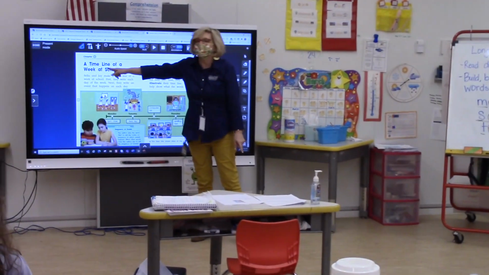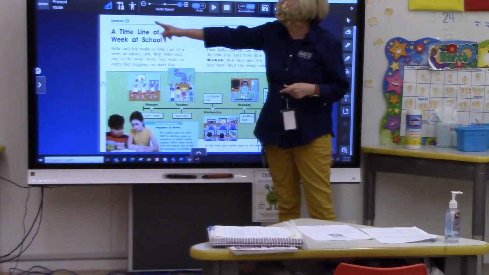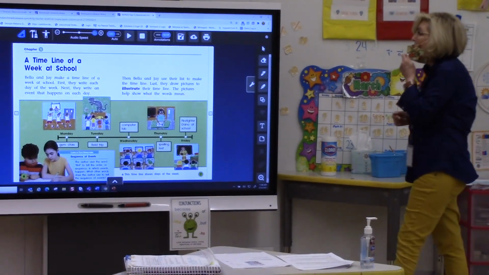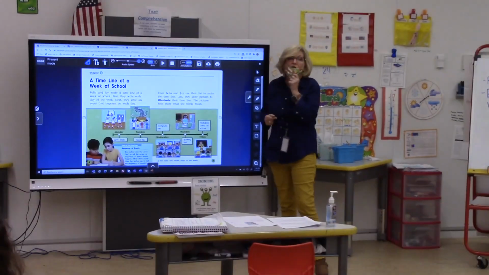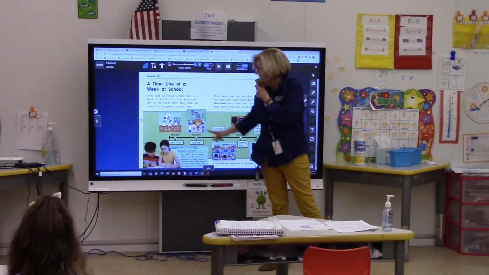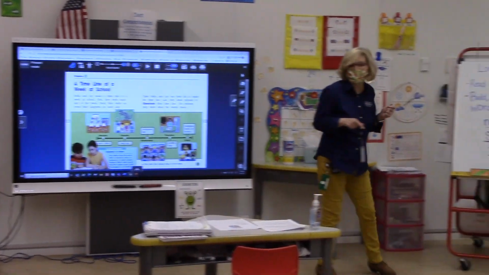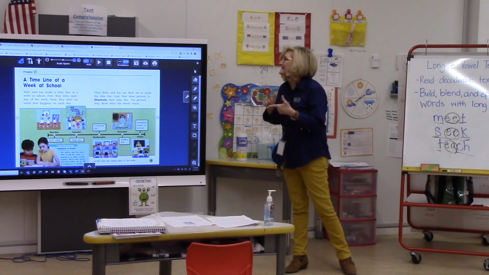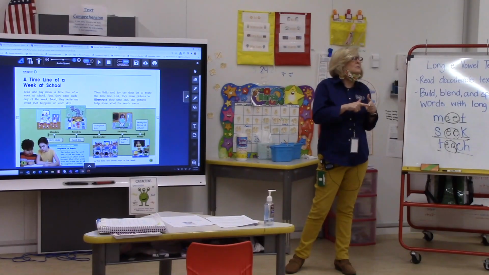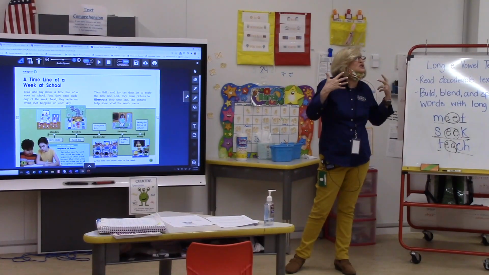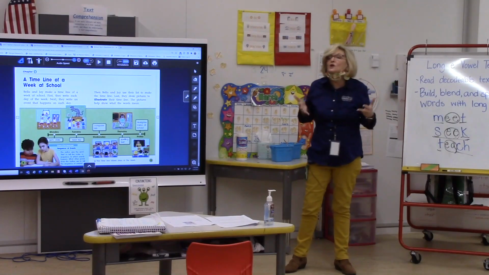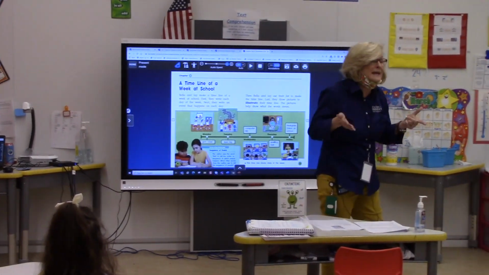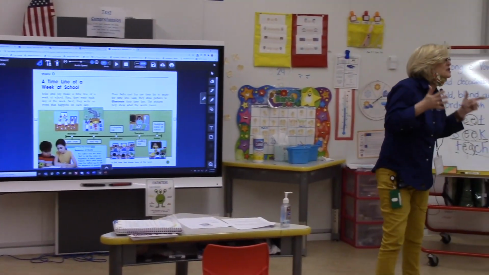All right, so the name of this timeline, this chapter, is a timeline of a week at school. Timeline of a week at school. So this is Bella and Jay, and they made a timeline of their week at school. So if I wanted to know what they did, how they started their timeline, I'm going to read to find a signal word that's going to tell me how they started their timeline.